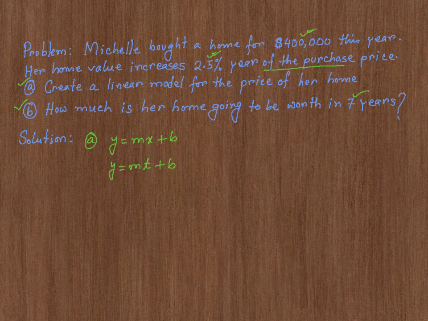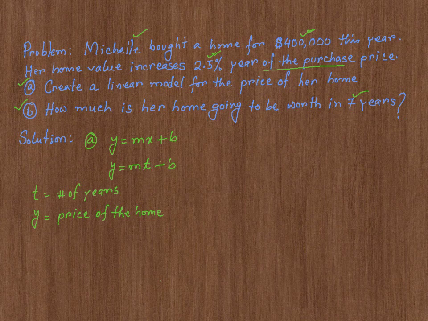So my t is going to be the number of years since Michelle purchased the home, and my y is going to be the value or price of the home in the future, depending on how many years it has been.